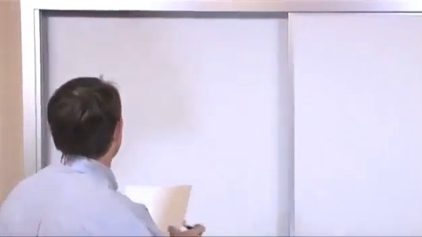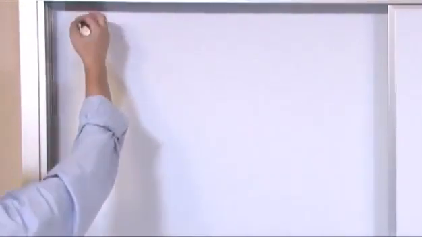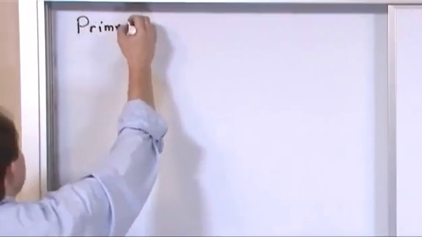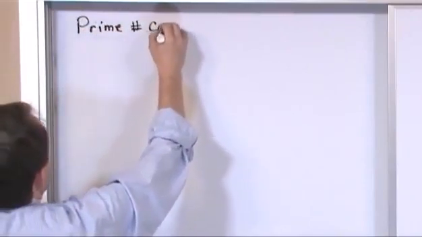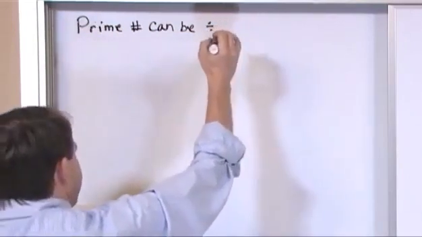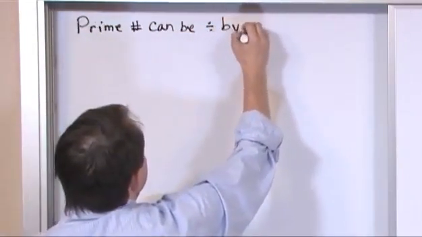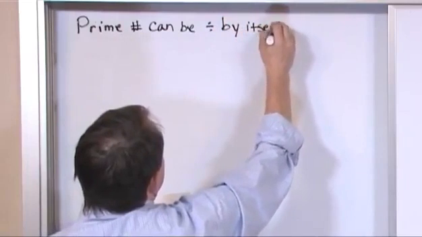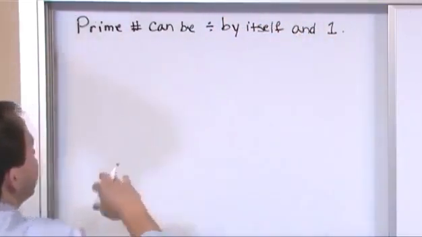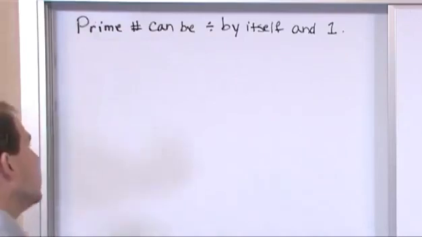So we want to first recall that a prime number can be divided by itself and the number 1. If a number can be divisible by itself and only the number 1, with nothing else that can be divisible and go into that number, then it's called a prime number.